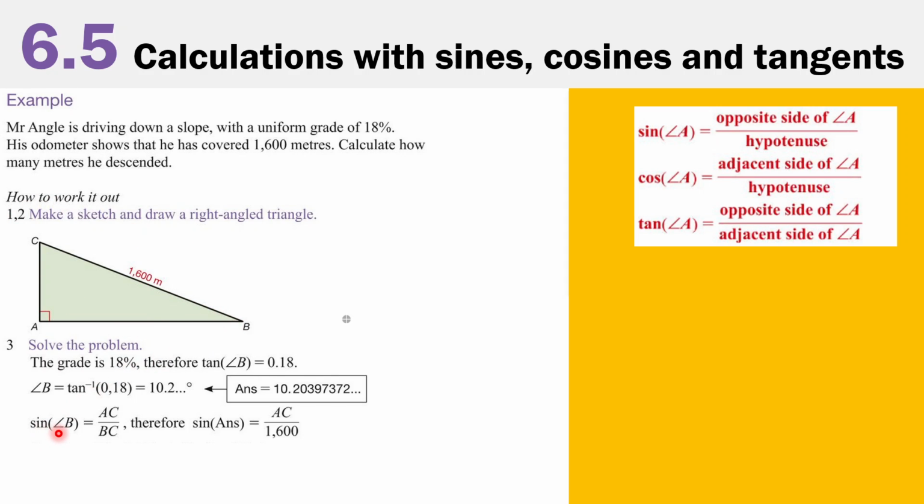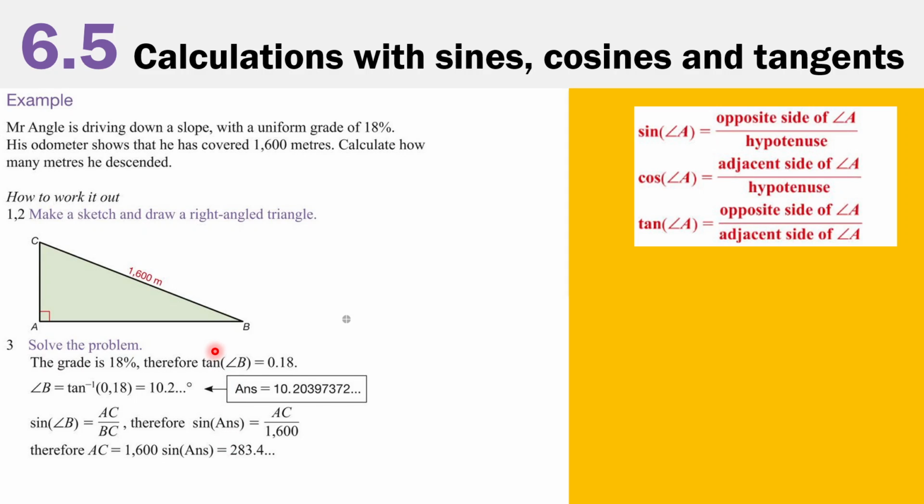The sine of angle B is AC divided by BC, so the sine of answer, that's this number you can say, right, approximately 10.2, equals AC, which you want to calculate, divided by hypotenuse, the slope is 1600. This is a number, sine 10.2 something. So AC is now sine of that number times 1600. This you practiced kind of a lot already. It is 283.4 dot dot dot.